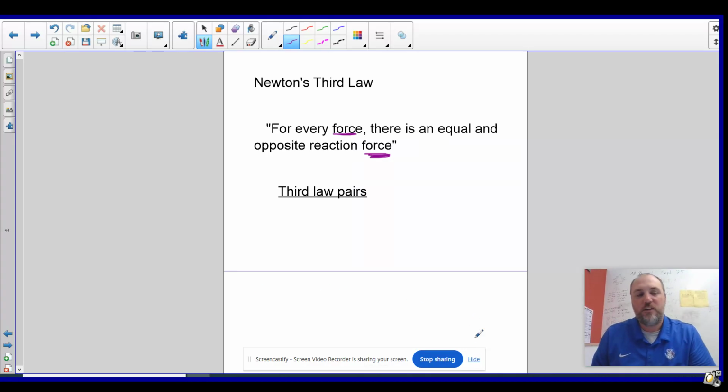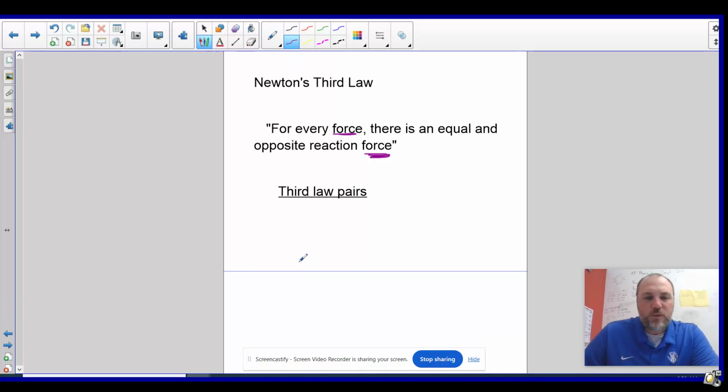We can't have a force on an object without a return force back on the agent. For example, if I touch my finger to my nose, it's impossible for my finger to touch my nose without my nose also touching my finger. So that's the reaction force back onto the agent.